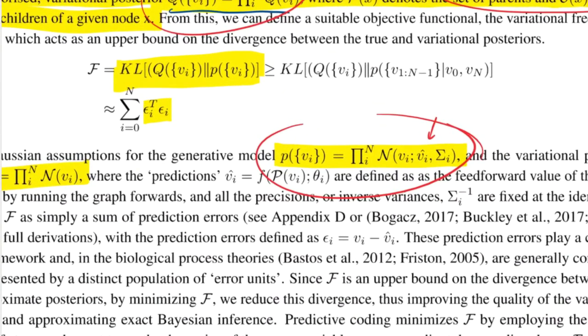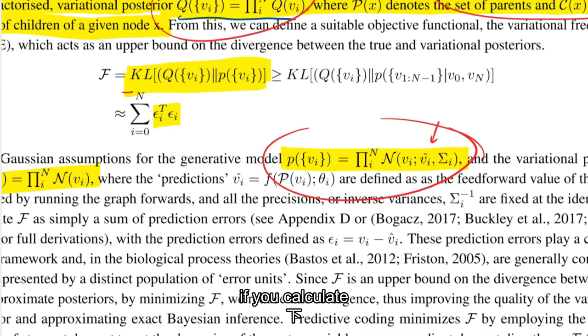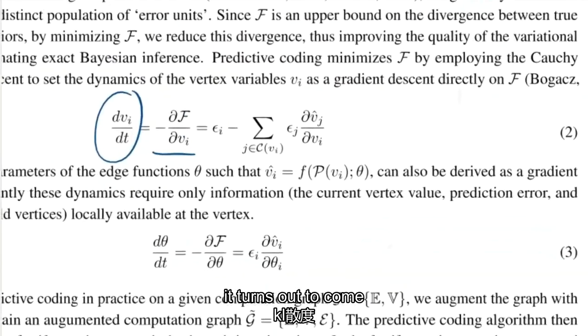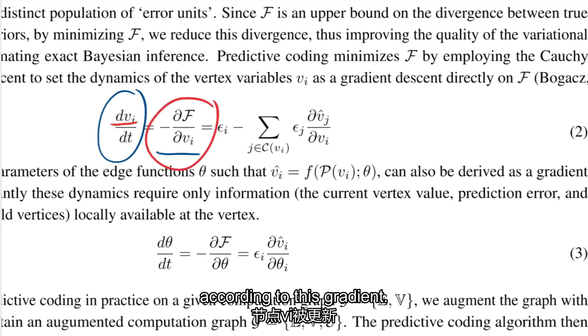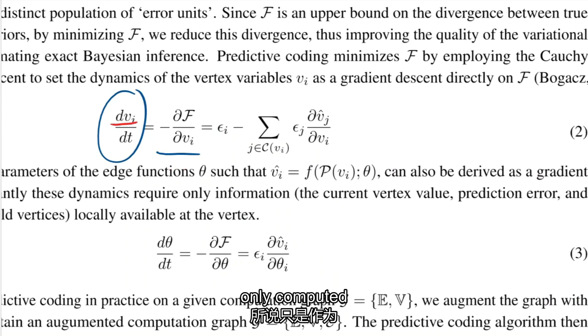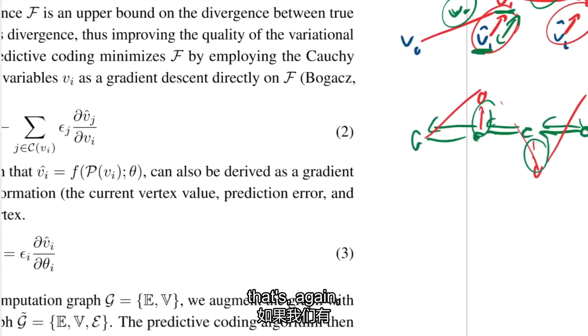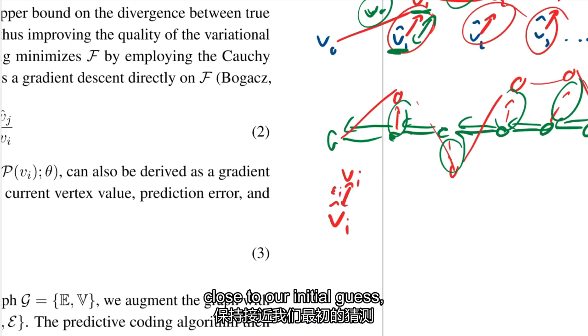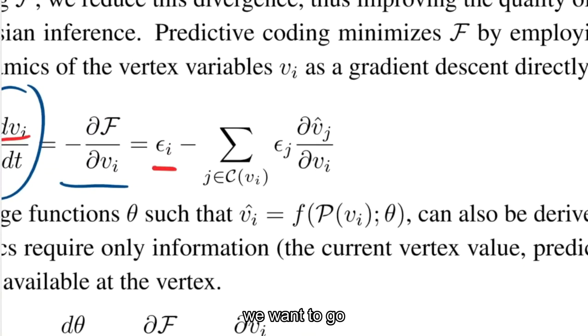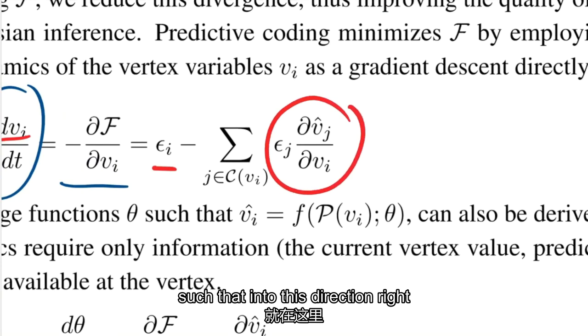Okay. So under this assumption, if you calculate the KL divergence, it turns out to come out to this algorithm right here. So how do we need to update the node Vi? The node Vi is updated according to this gradient, and this gradient is, as we said, only computed as properties of local things. So the first thing is Ei, which is, again, if this is our initial guess of Vi, and then here is our refined guess of Vi, Ei is the error right here. That's sort of, we need to stay close to our initial guess.